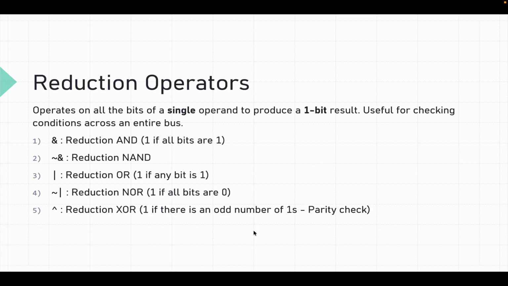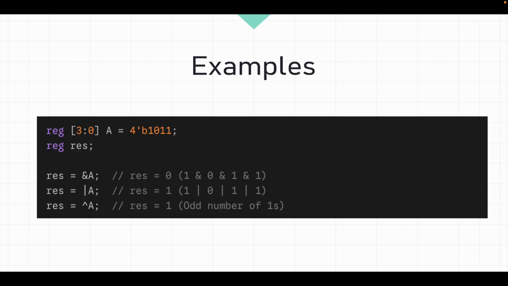Next we have reduction operators. A reduction operator is very similar to a bitwise operator, but the functionality is different. Instead of comparing two operands, they operate on the individual bits of a single operand to squeeze out a one-bit result. This is incredibly useful for checking conditions across an entire bus. These are the various types of reduction operators we have. We'll see the examples so it will be easy for you to understand.